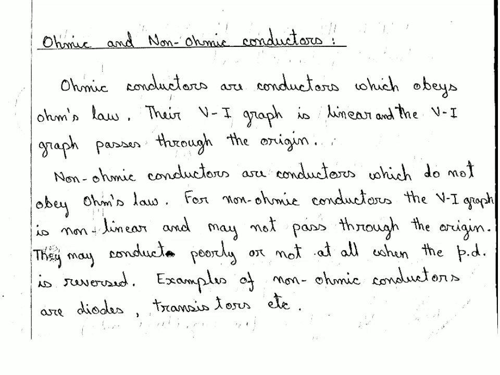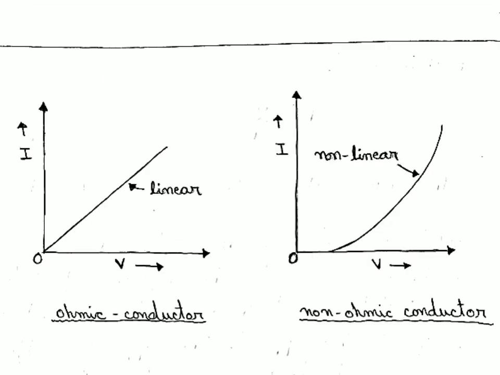Now the VI graph of the ohmic and non-ohmic is given in the figure. For ohmic conductors, you can see that the graph of potential difference and current is linear. That is, it is a straight line passing through the origin. And for non-ohmic conductor, you can see that the VI graph is non-linear. That is, it is a curve and it does not pass through the origin.